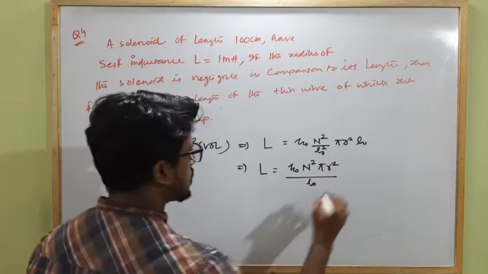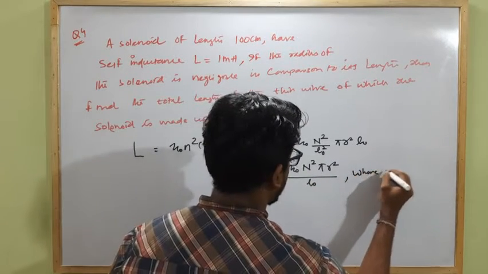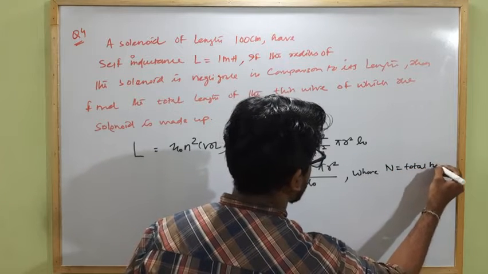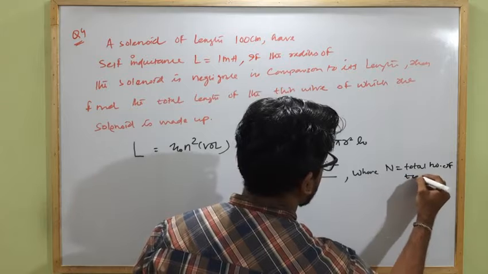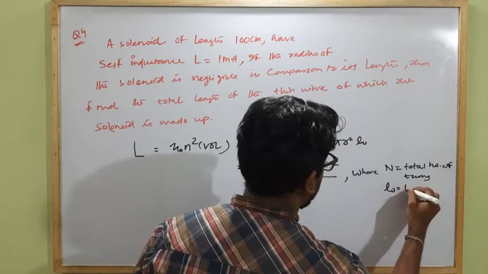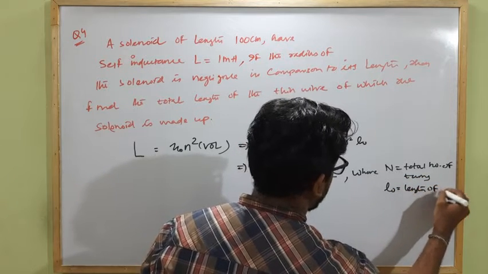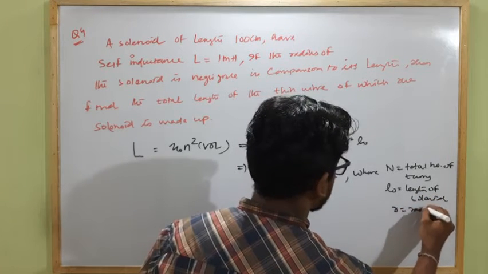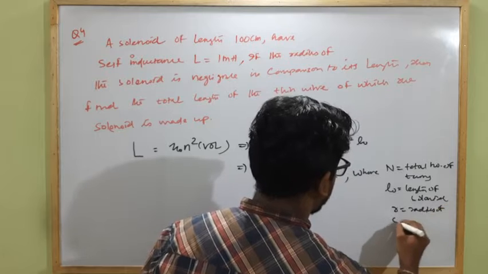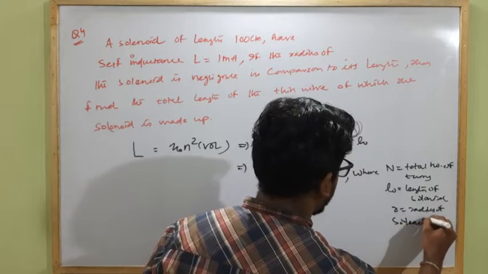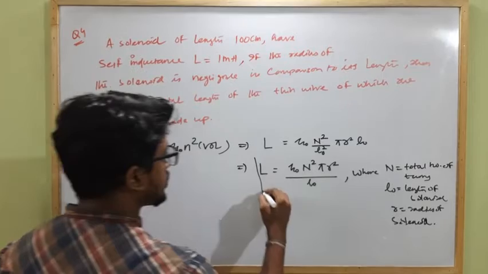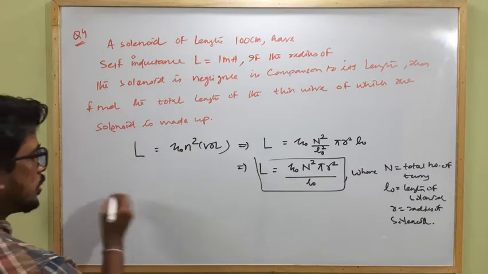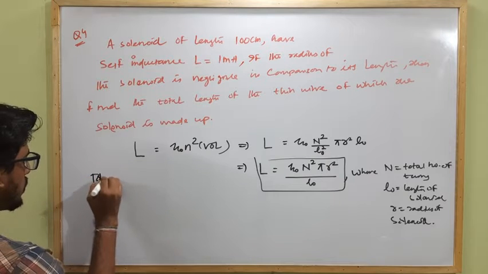So this can be written as the self inductance L equal to mu naught N square pi r square divided by L naught, where N equal to total number of turns, L naught equal to length of solenoid, and r equal to radius of solenoid. Clear? So this is the expression for self inductance.